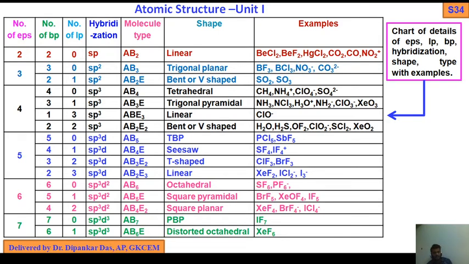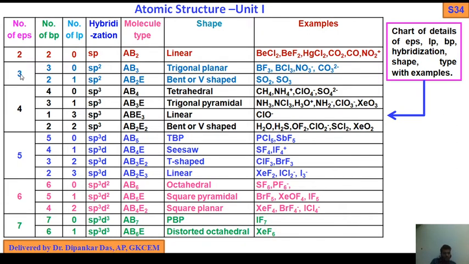A particular molecule or compound has a particular shape because of the presence of lone pairs. If you do not remember, then you can write distorted tetrahedral, distorted TBP, distorted octahedral, etc. If you remember, then you can write the exact shape of the molecules in the presence of lone pairs of electrons. Okay. So this is the chart.